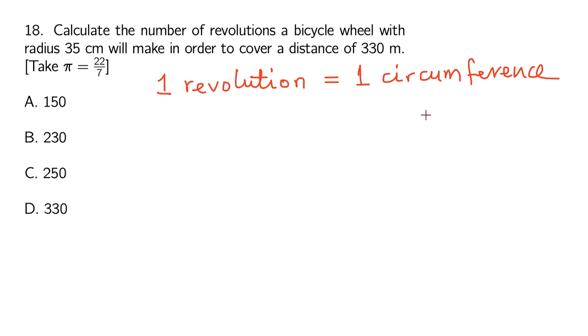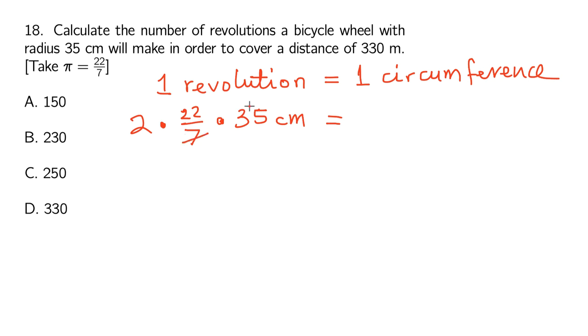So we need to find the circumference of the circle, and the formula is 2 pi r. So we have 2 times pi, which in this case is 22/7, times r, which in this case is 35 centimeters. Here we have to be careful of the units, so let me write the units. So what is this equal to?